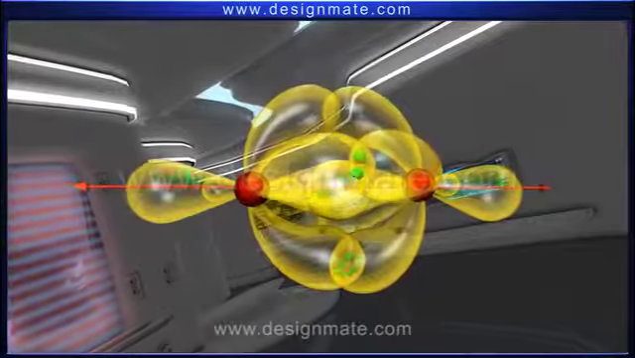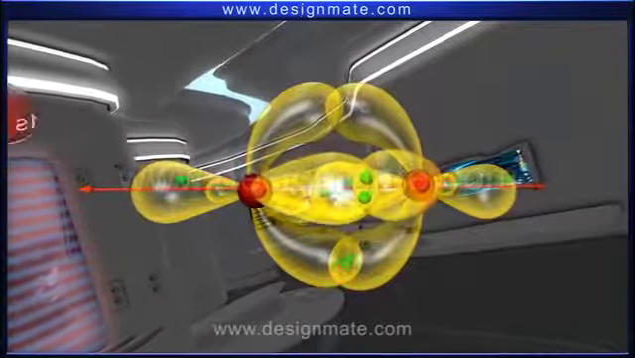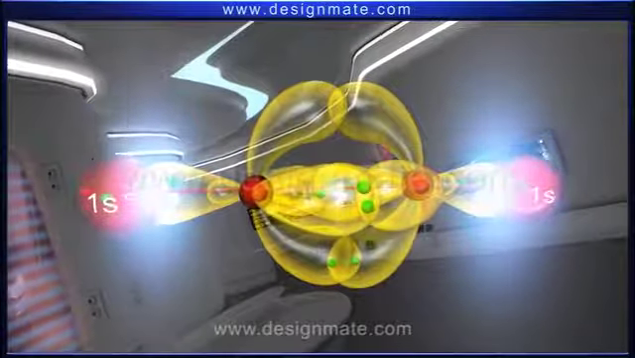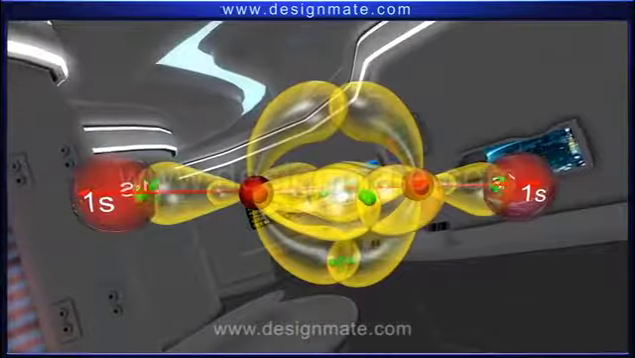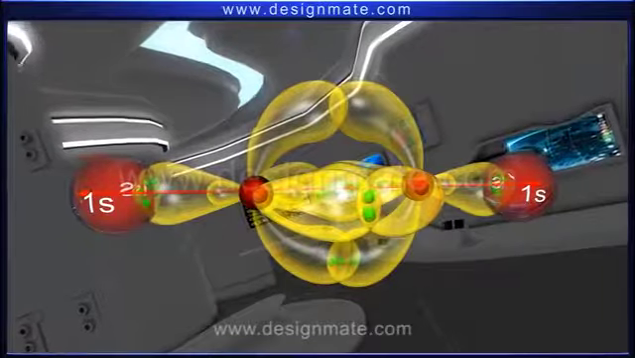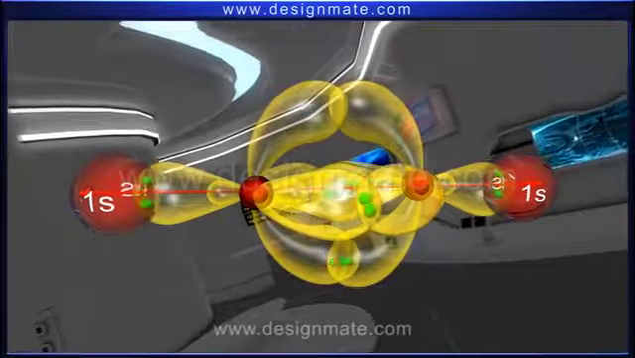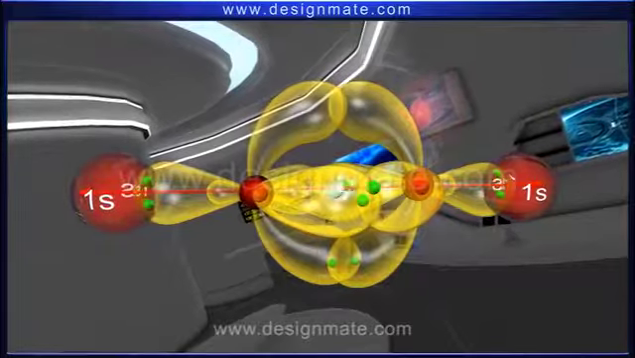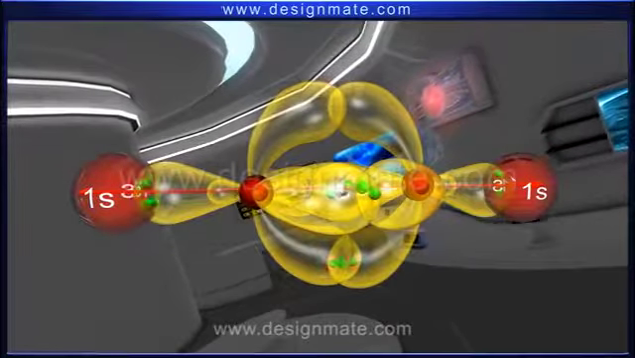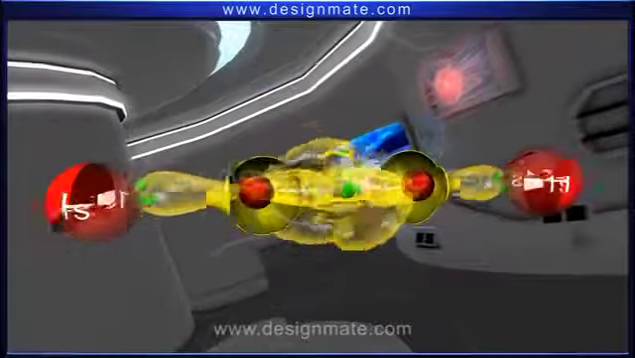The fourth valency of each of the carbon atoms is satisfied by two 1s orbitals of hydrogen, which also make sigma bonds along the internuclear axis. The quest of the carbon atom is now complete, and an acetylene molecule is formed.